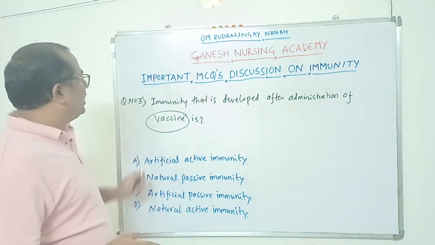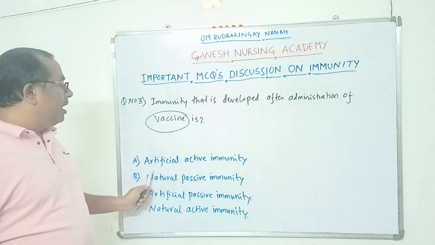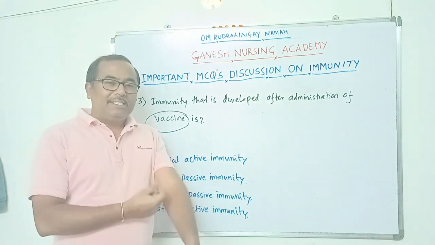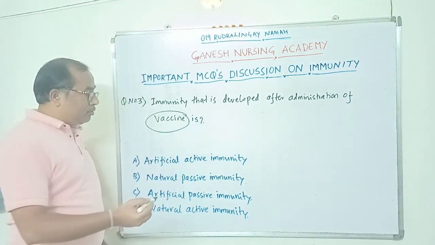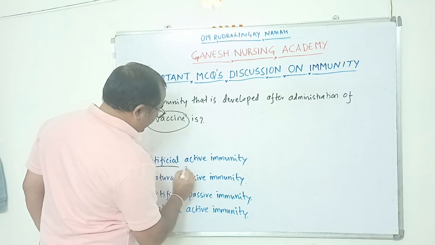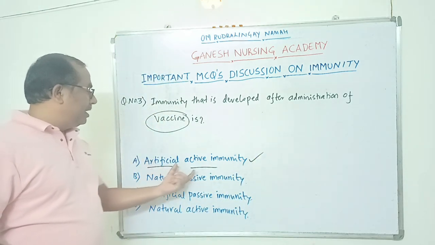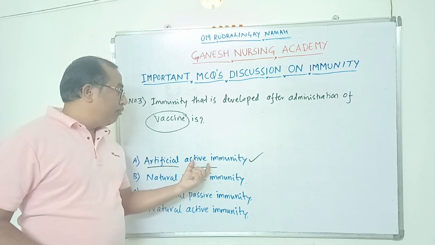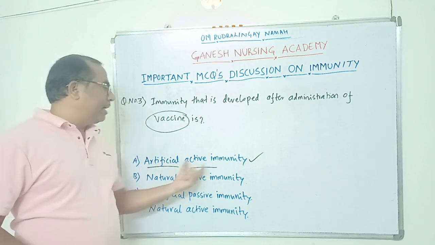So the immunity that is developed after administration of vaccine is artificial active immunity. Vaccines are artificially prepared. Once injected into our body, the body actively starts preparing the immunoglobulins, so the immunity is developed. After administration of artificial vaccines, our body actively prepares the immunoglobulins or antibodies to fight, and enough immunoglobulins are prepared in the body. That is what is known as artificial active immunity.